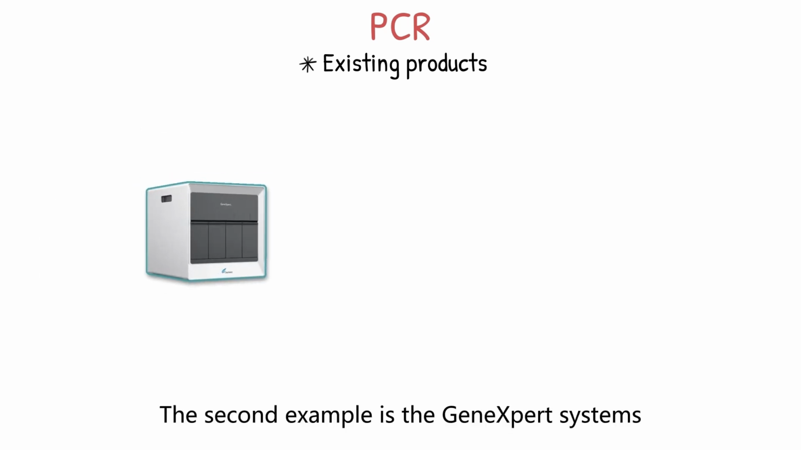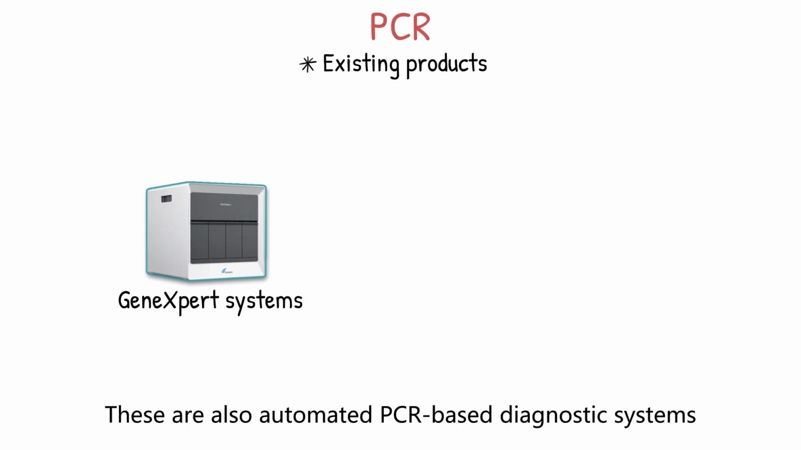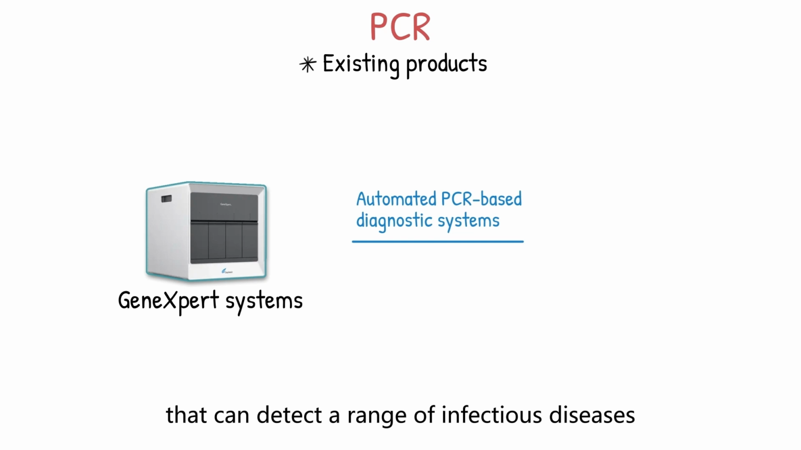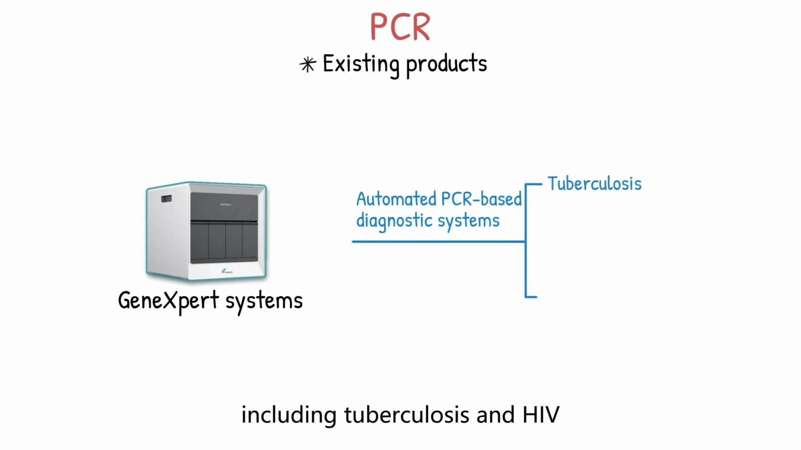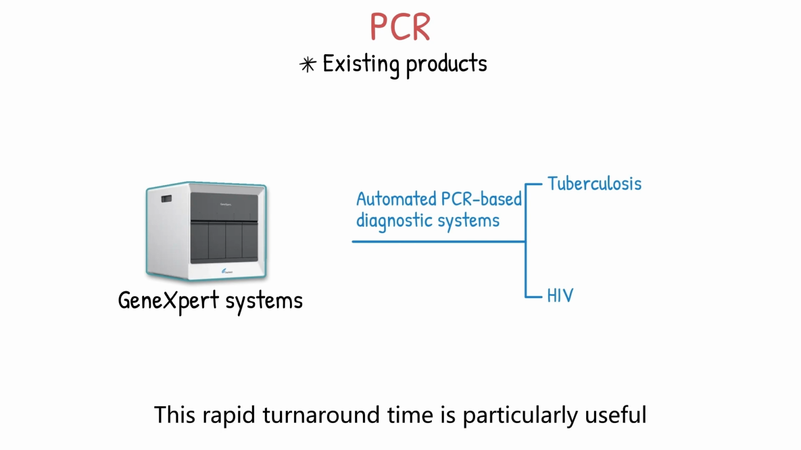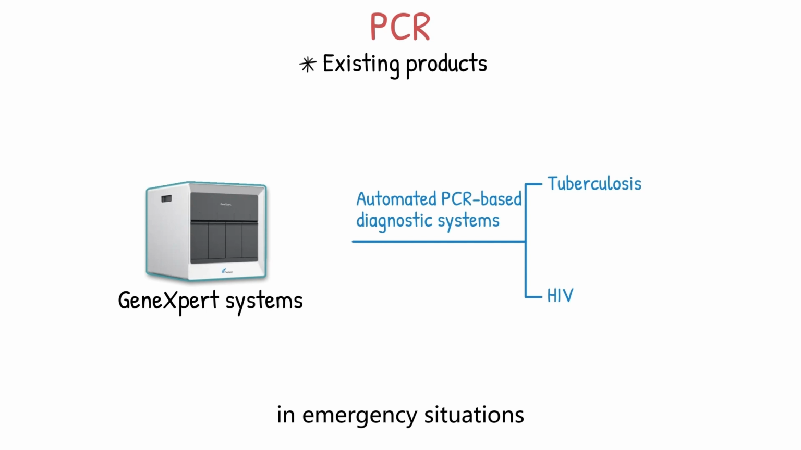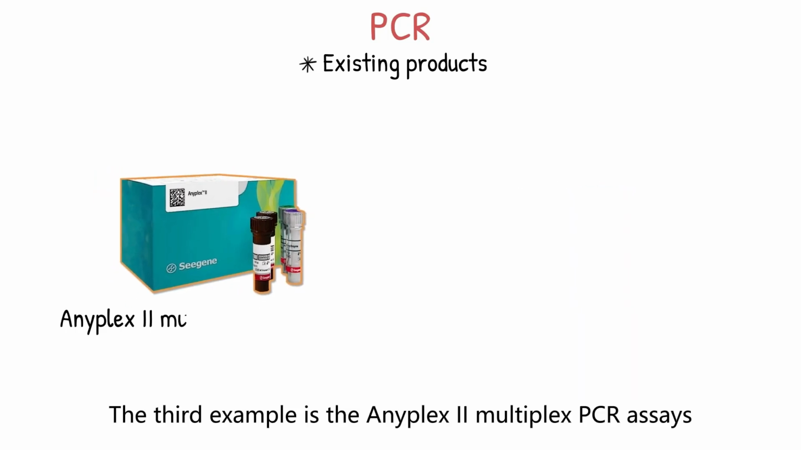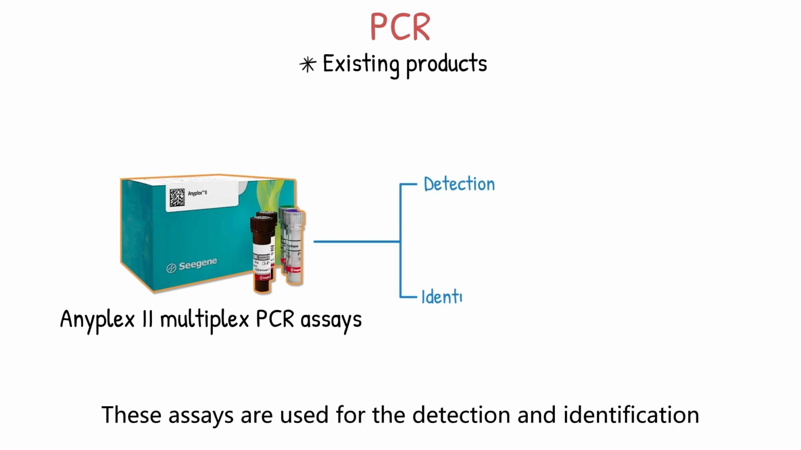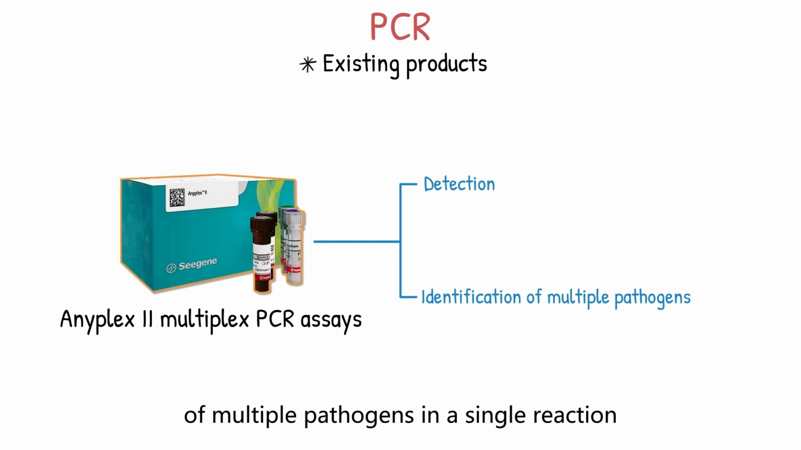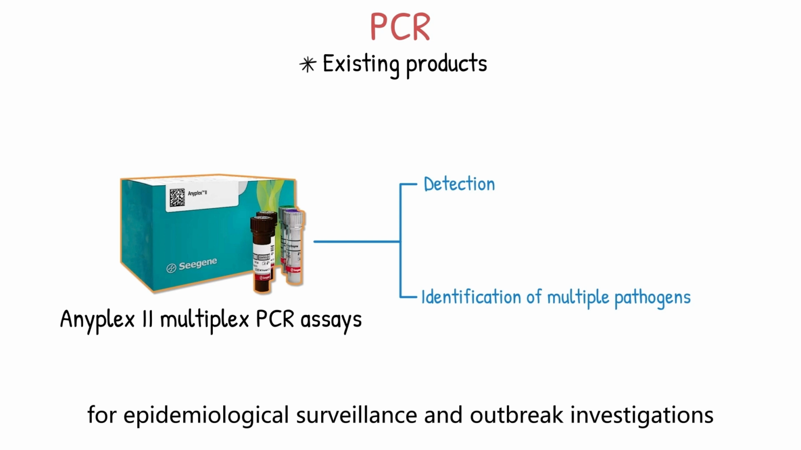The second example is the GeneXpert systems. These are also automated PCR-based diagnostic systems that can detect a range of infectious diseases, including tuberculosis and HIV, in just a few hours. This rapid turnaround time is particularly useful in emergency situations. The third example is the Anyplex II multiplex PCR assays. These assays are used for the detection and identification of multiple pathogens in a single reaction. This makes them particularly useful for epidemiological surveillance and outbreak investigations.